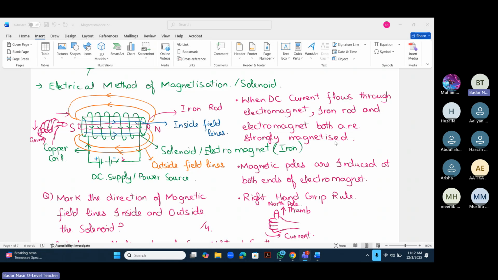The keyword here is that when you pass the DC current, the solenoid and the iron rod inside the solenoid are strongly magnetized. Okay? Acha. Now the magnetic poles are produced at the ends of the solenoid. How to determine that? Using the right hand grip rule.